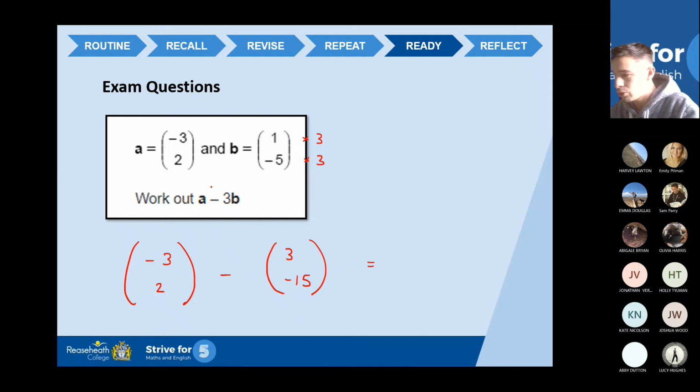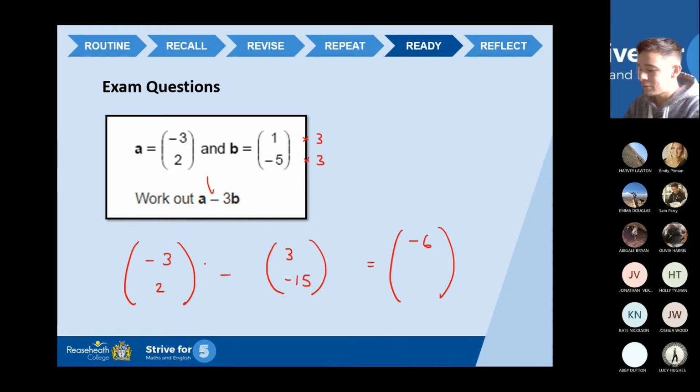Okay, now crucial, you notice here I've got a subtract symbol. So once again, I'm just going to be lazy more than anything. Minus 3, minus 3, minus 3 is minus 6. That's going to be the top number. And the bottom number, 2 minus minus 15 will give me 17, because a minus and a minus beside each other gives me a positive, so it gives me 17. So minus 6, 17. Hats off to anyone who's got that.